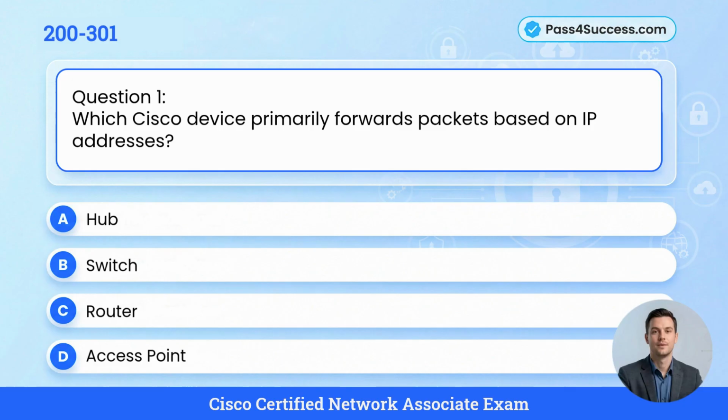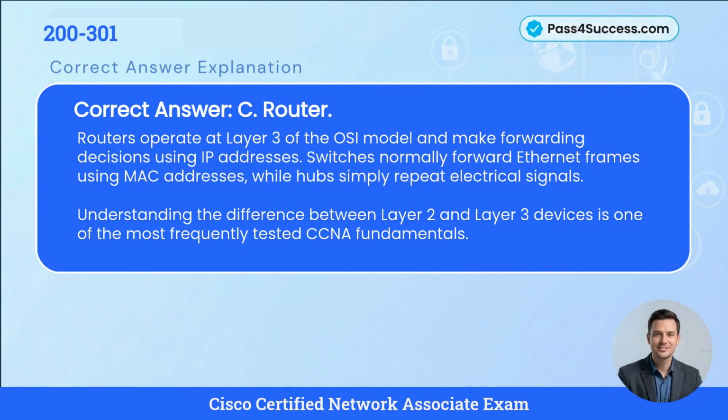Let's begin. Question 1. Which Cisco device primarily forwards packets based on IP addresses? A. Hub, B. Switch, C. Router, D. Access point. Pause for 5 seconds and choose the correct answer. Correct answer, C. Router. Explanation.